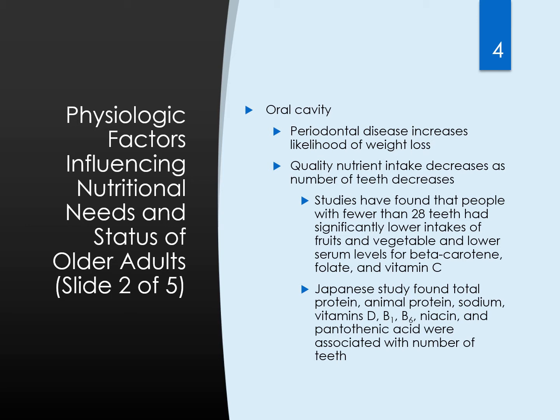So studies have found that people with fewer than 28 teeth had a significantly lower intake of fruits and vegetables and lower serum levels for beta-carotene, folate, and vitamin C. A Japanese study found that the total protein, animal protein, sodium, vitamins D, B1, B6, niacin, and pantothenic acid were associated with the number of teeth.